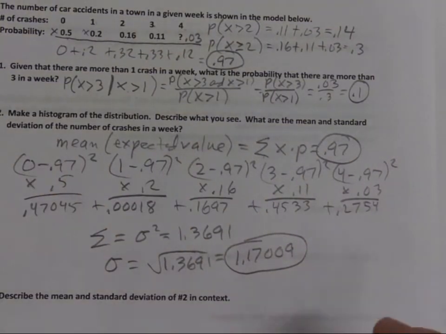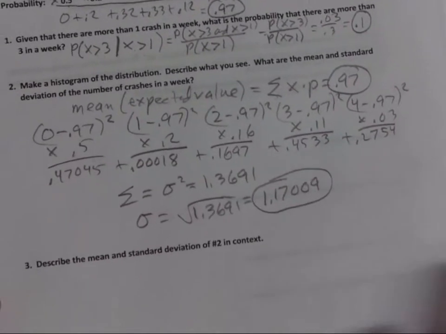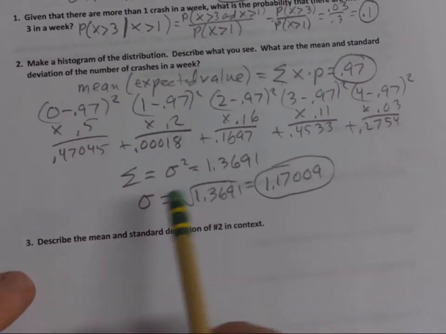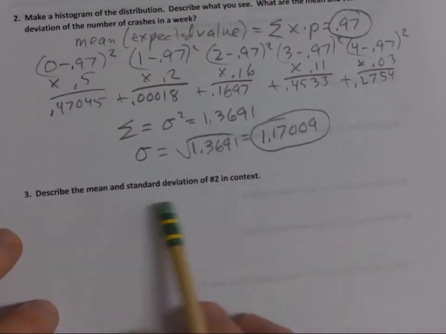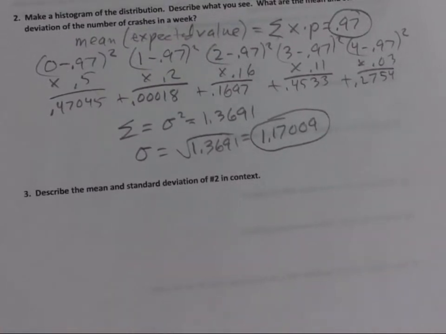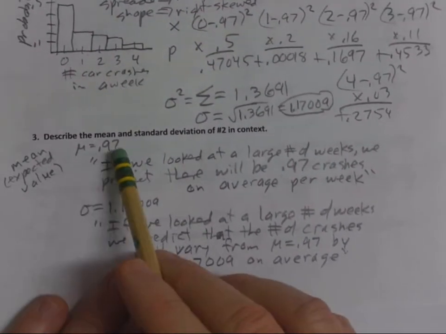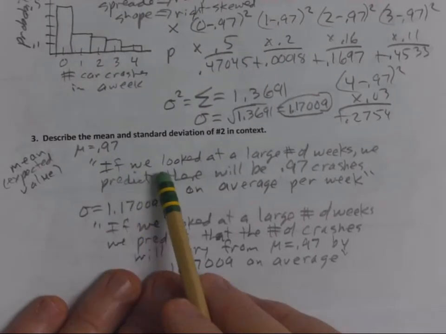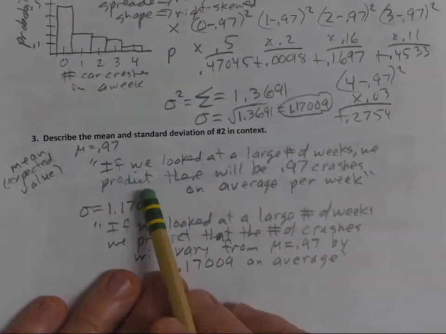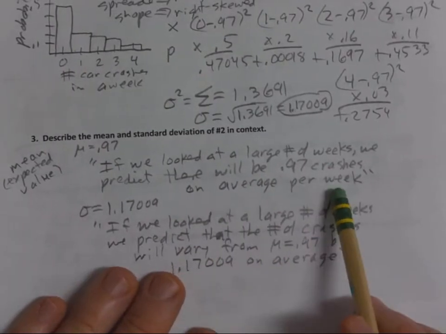Lastly, and most importantly, how would you describe these things in context? You know, doing this stuff by hand is not that critical. It is important you understand how to do it. But what's more important is you're able to state the meaning of the mean and standard deviation in context. And this is the way, in essence, you would say it. Our mean is 0.97. What that is saying is, if we were to look at a large number of weeks, we predict there will be 0.97 crashes on average per week.